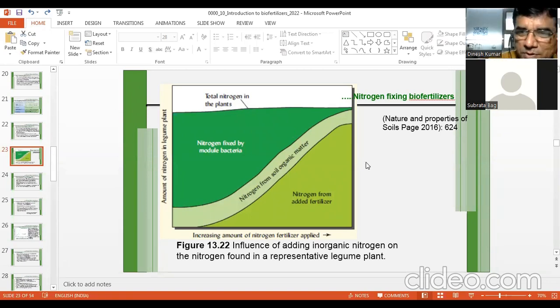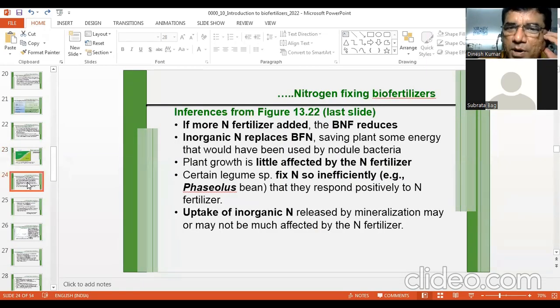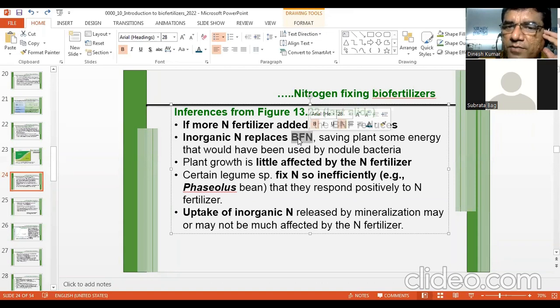Is this picture clear to you? If any doubt, then I can read some points for you about this picture. If more nitrogen fertilizer is added, the BNF reduces. Inorganic nitrogen replaces BNF, biologically fixed nitrogen. So inorganic N replaces BNF, saving the plant some energy, because now the plant will not give energy to rhizobium. It is getting nitrogen directly from the soil, energy that would have been used by nodule bacteria.